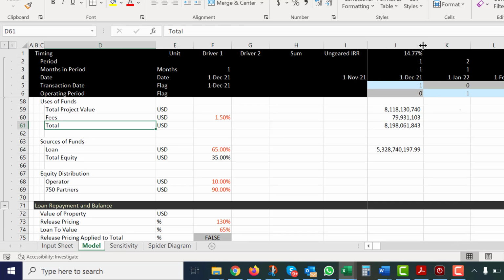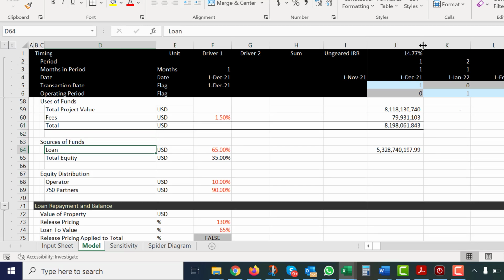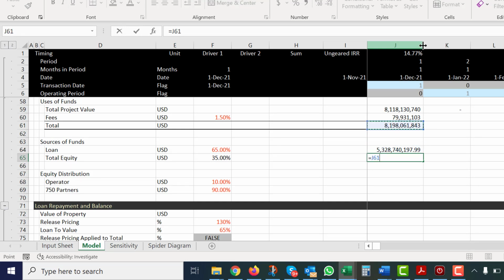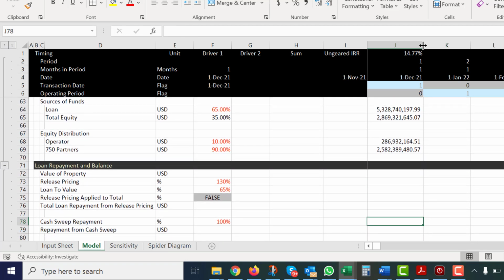So we have our total uses, and we have our sources. And then we'll take this minus that to get the total equity. And then we'll further take this equity and split it up. And if we didn't do this here, and we didn't get these numbers, everything would be a really big pain.